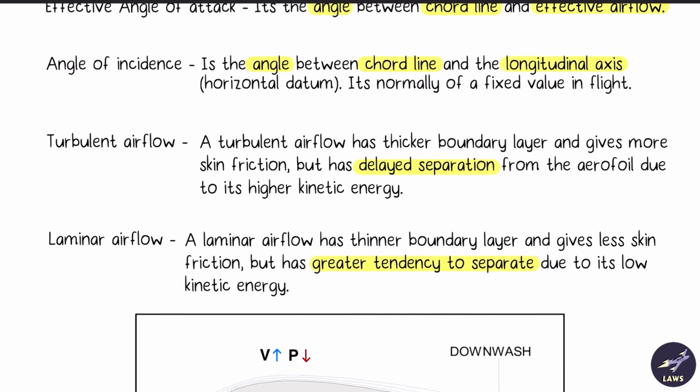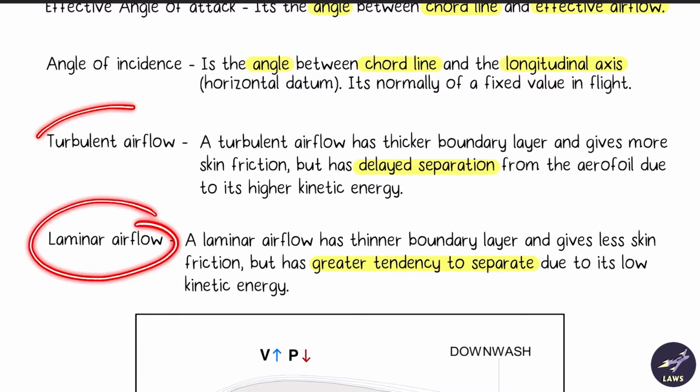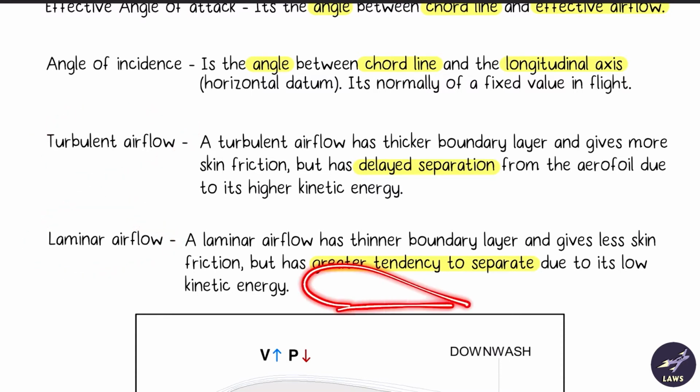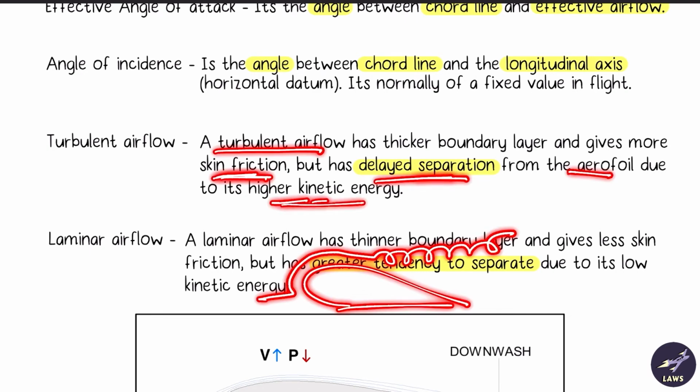So we saw laminar airflow above. Initially the airflow was laminar, then it became turbulent. A turbulent airflow gives more skin friction but has a delayed separation from the aerofoil due to its higher kinetic energy. This turbulent airflow has higher kinetic energy due to it going at a higher speed, higher velocity.